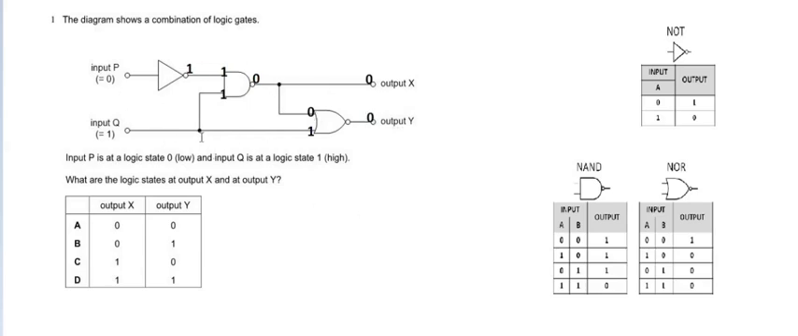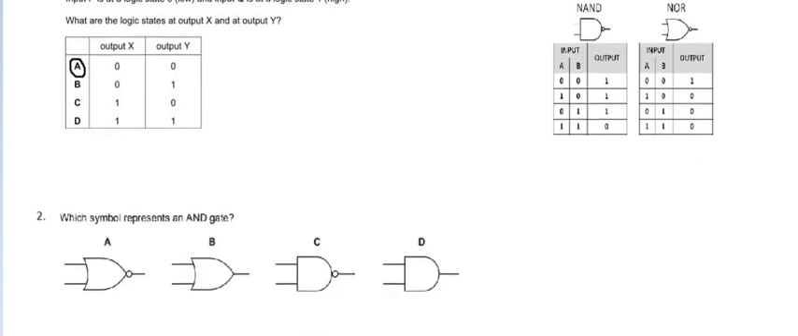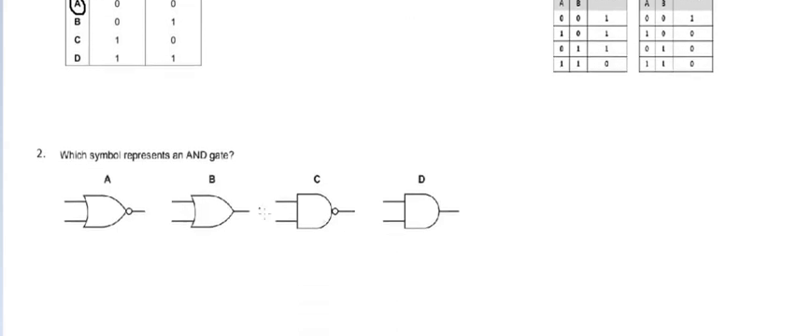The junction means it is going to be the same for both the paths. Here also it is going to be the same for both the paths. And what outputs are we getting? At output X it is 0, at output Y also it is 0, and in the options you can see the outputs X and Y are 0 for option number 1. So option number 1 is the correct answer. Now we will see problem number 2. Which symbol represents the AND gate?